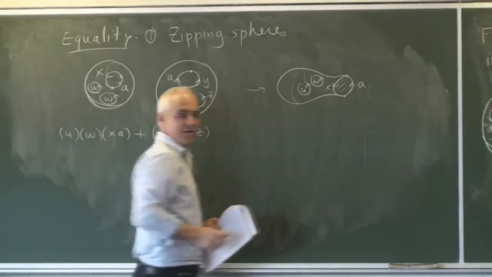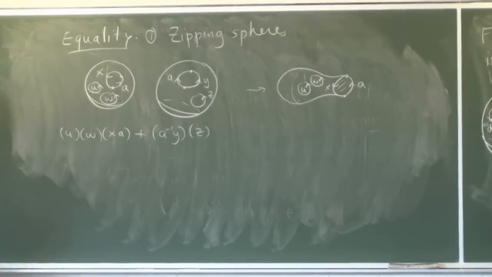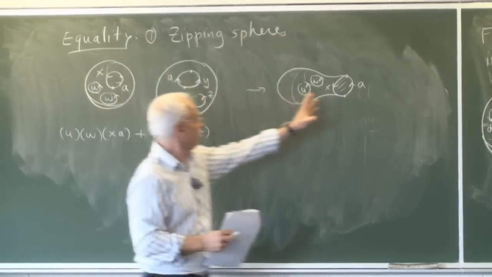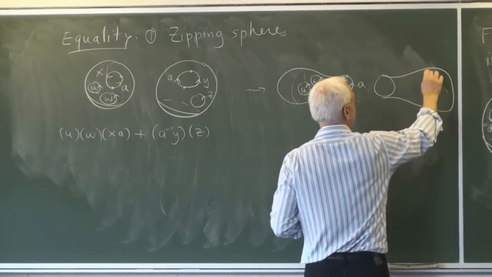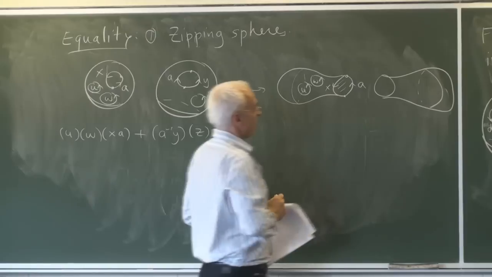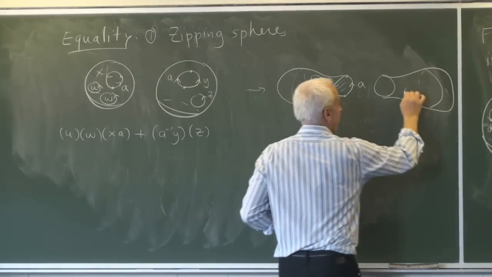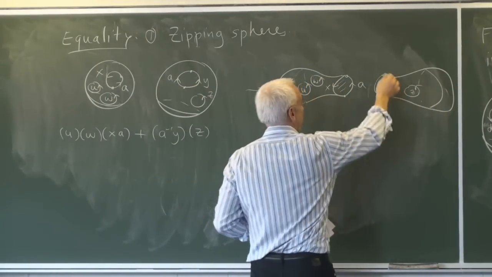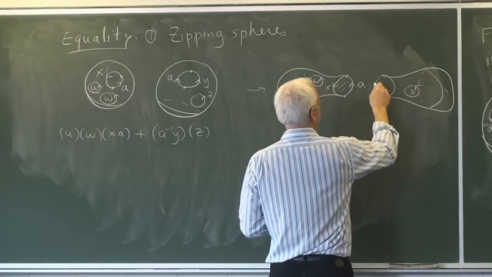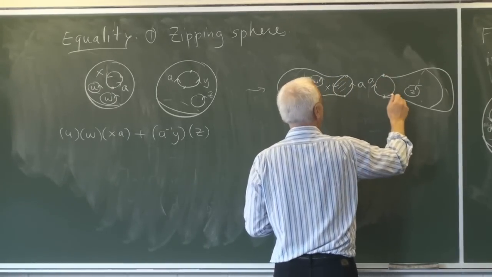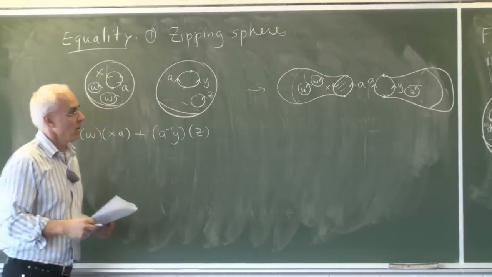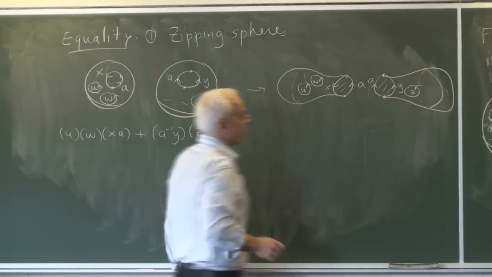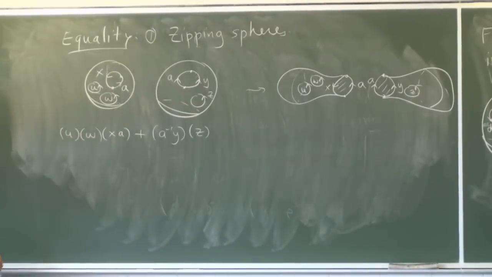So that's sort of looking inside the sphere. And now we'll take this one here and move it over here. It's a blob like this. It's got some hole Z on it. And over here, the A is in this direction, and the Y is in this direction. And that's sort of looking inside it. So I've got them lined up.